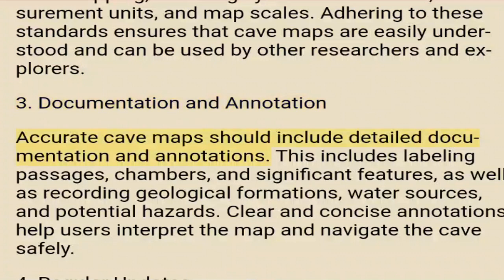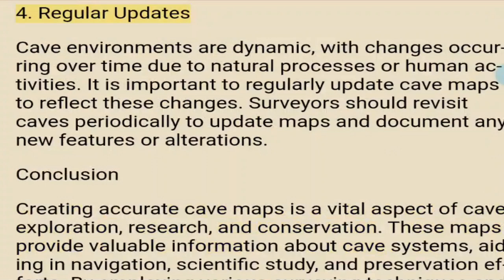3. Documentation and annotation. Accurate cave maps should include detailed documentation and annotations. This includes labeling passages, chambers, and significant features, as well as recording geological formations, water sources, and potential hazards. Clear and concise annotations help users interpret the map and navigate the cave safely. 4. Regular updates. Cave environments are dynamic, with changes occurring over time due to natural processes or human activities. It is important to regularly update cave maps to reflect these changes.